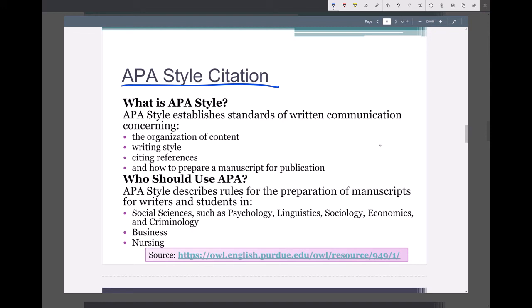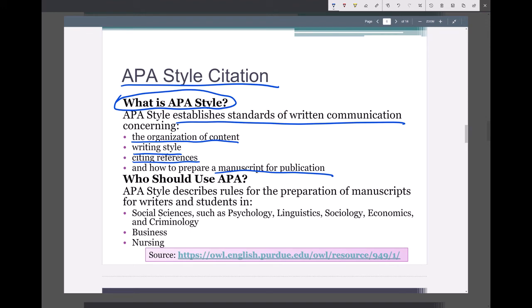This slide will tell you what APA style is. It talks about the standards of writing in, I guess, colleges, universities, and research organizations. So it includes the content, the writing style, how to cite, and how to prepare papers for publishing.